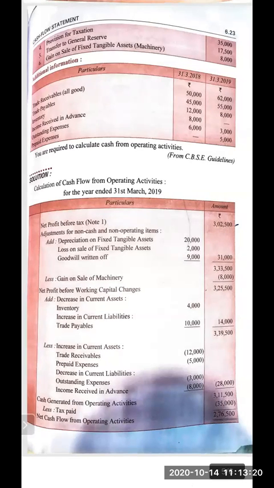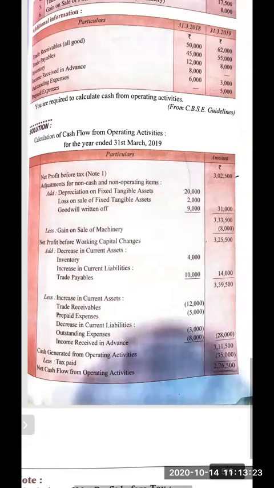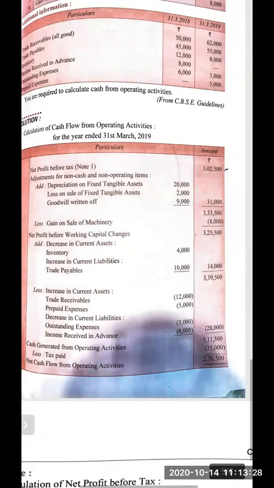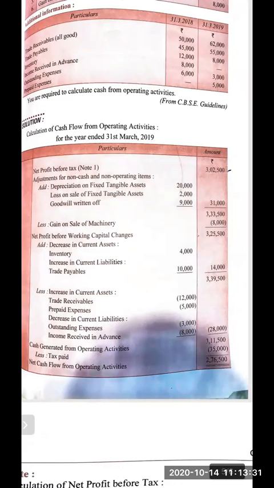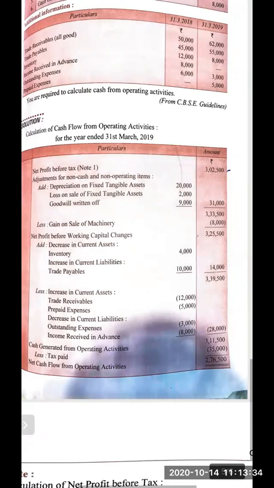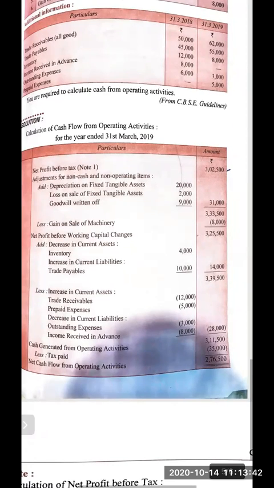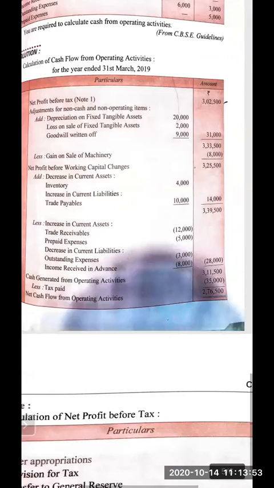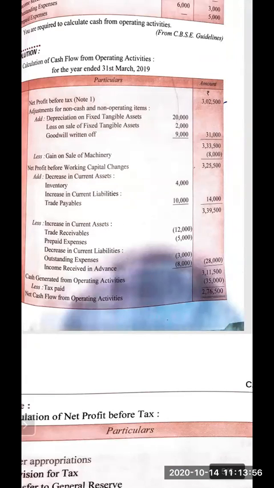Now, we have to identify what changes take place in working capital. Decrease in current asset, that is inventory. Increase in current liability, that is increase in trade payables. Increase in current asset will be deducted, that is increase in the value of trade receivable, 12,000, and prepaid expense 5,000. Decrease in current liability 3,000, that is outstanding expense and income received in advance. Loans and advances we can say. So these are to be added as well as deducted.